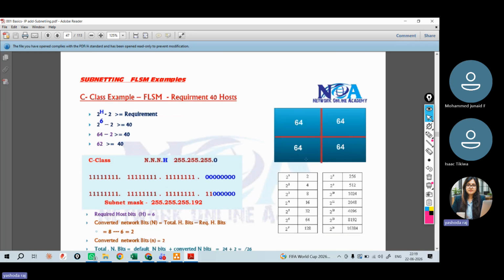Now we have to understand how to do the subnetting, and what the different types of subnetting are. What we are going to do in FLSM, and the reason we are using subnetting, all this we have to know. Now we have to work for that. We are working for class C.